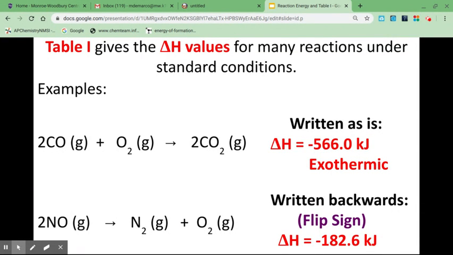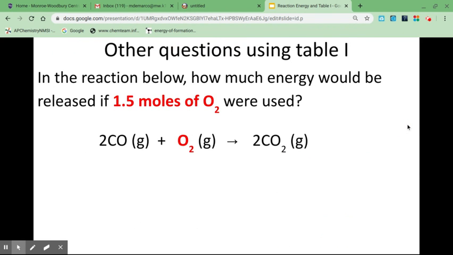Okay, now again, most of the time the questions are just like that. Other times they involve a little bit more work using some math. But either way, easy questions. Now, let's take a look at another type of question that we can use table I for. It says here, in the reaction below, how much energy would be released if 1.5 moles of O2 were used? Now, notice the reaction that they gave us, O2, I highlighted so it matches, is not 1.5 moles.